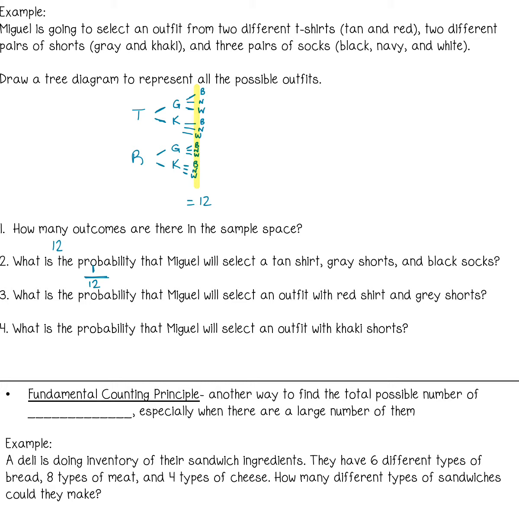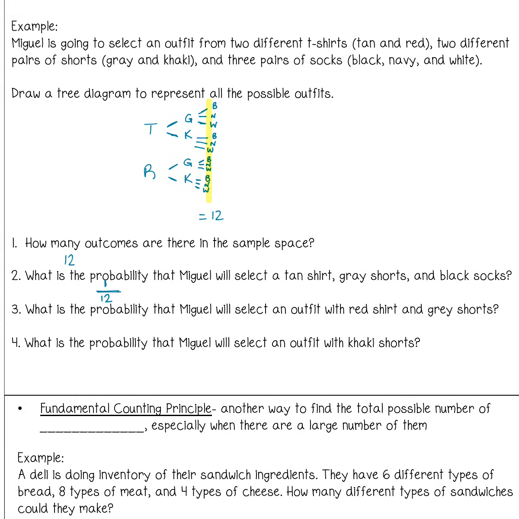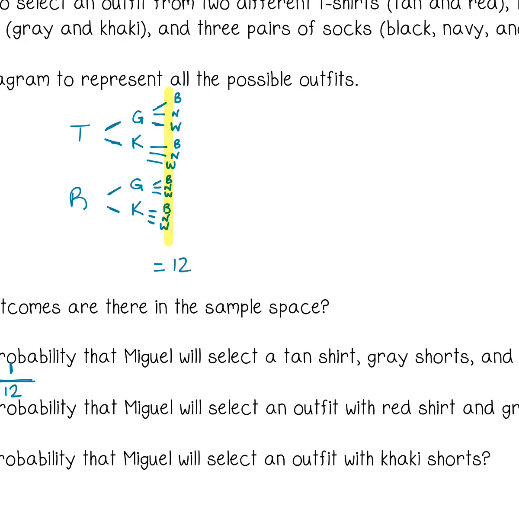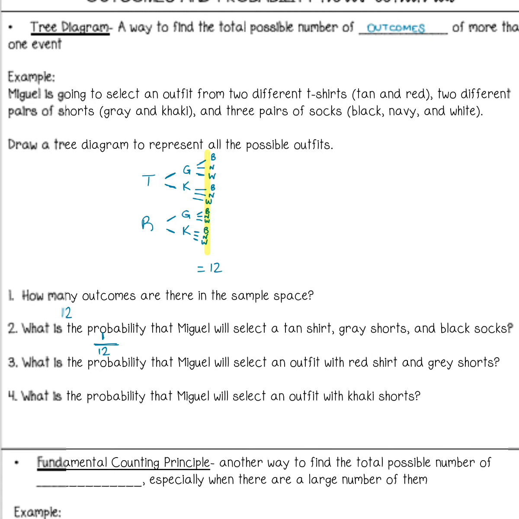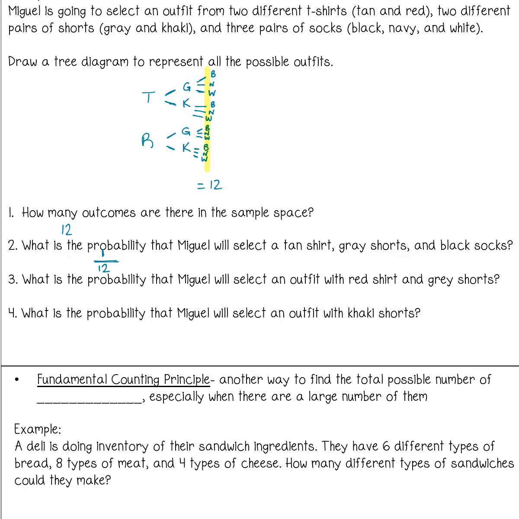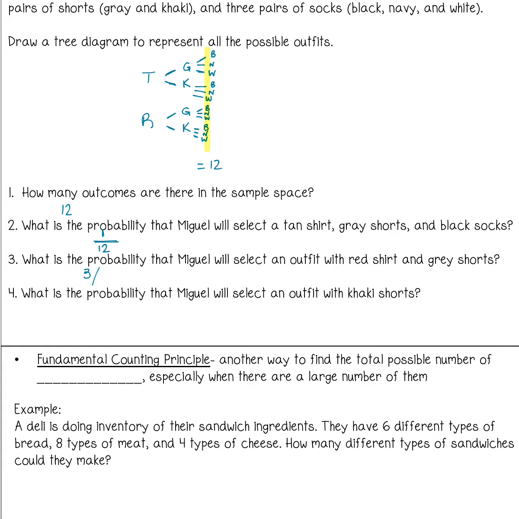Well, what happens if Miguel goes red shirt, gray shorts? Well, how many possible outcomes were there? So that would be red shirt and gray shorts. So if he goes red and gray, there's only 3 possible outcomes. So what we want to happen is 3, out of those 12 total. So that gives me 1/4.